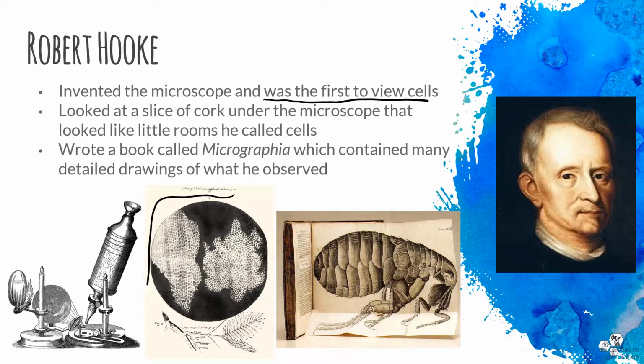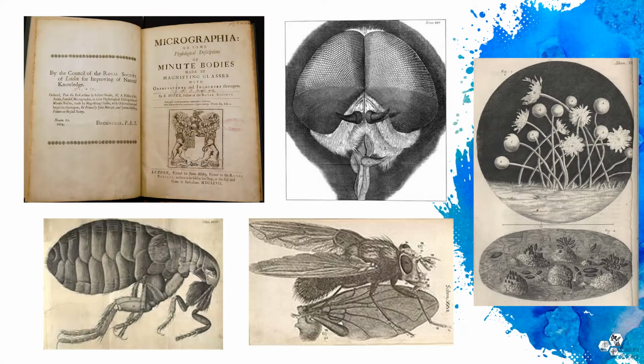And this is actually his drawing of that cork plant. He took lots of different things and looked at them under the microscope and actually ended up creating a book with detailed drawings. These are still very fascinating to look at and very detailed. He was a pretty good artist, and these are some examples from that book.